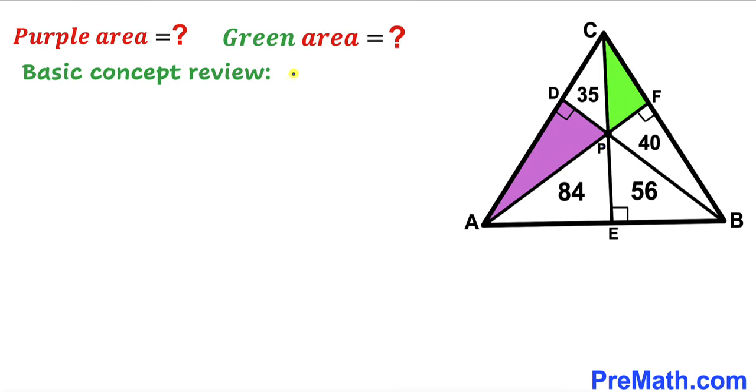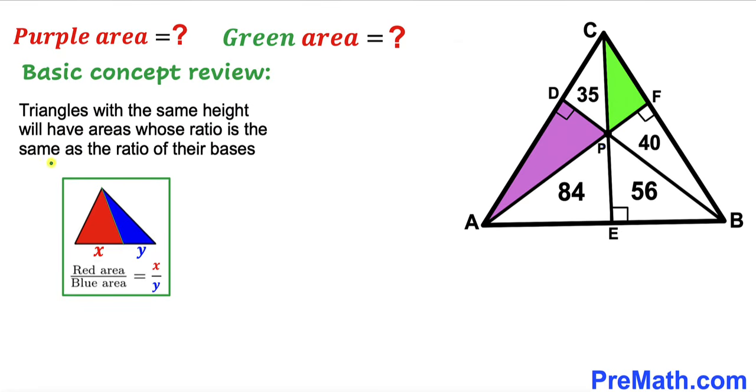Before we proceed any further, let me go over the basic concept review. And now let's recall the area of a triangle formula. Area is always equal to a half times the base times the height. And here's our next concept.